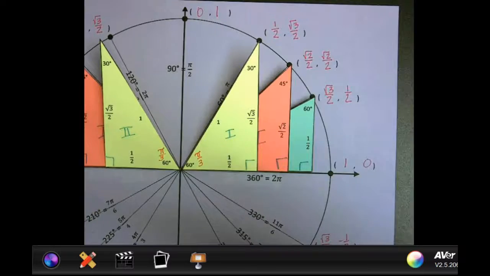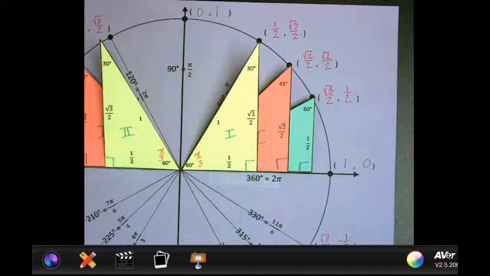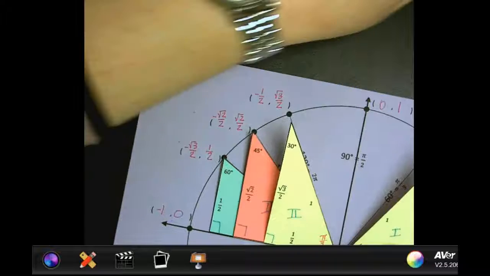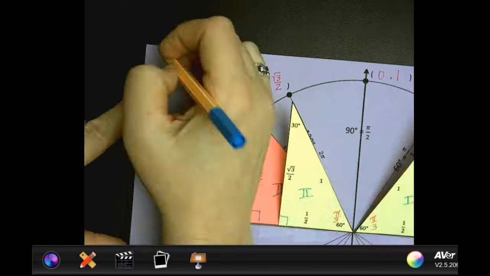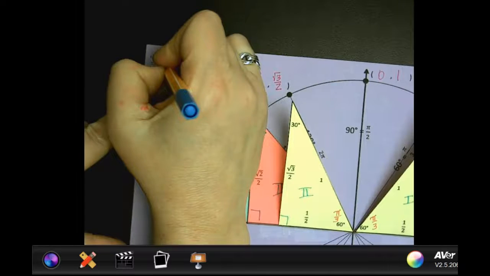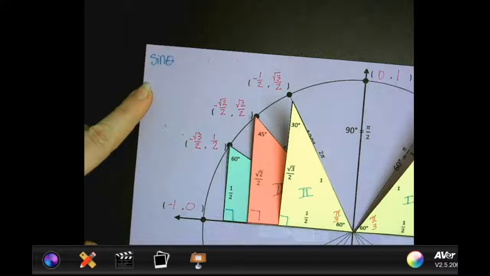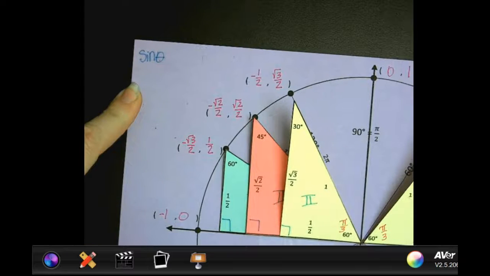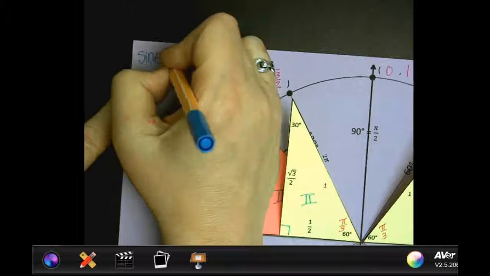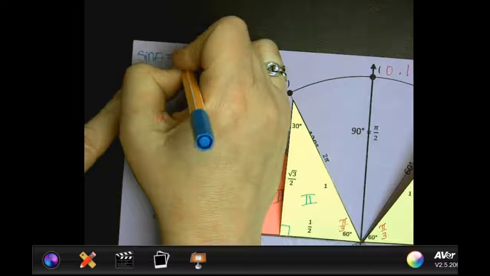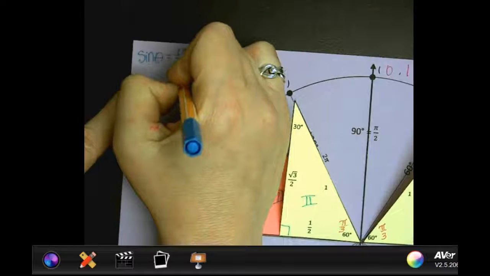Now let's talk about why we even care. Why do we even care about these ordered pairs? What does this even mean? Why do I need to know this? So on the top left corner of this, sine theta. Now in general, you were finding sine. Sine is what over what? Opposite over hypotenuse. So sine is equal to opposite over hypotenuse, right?